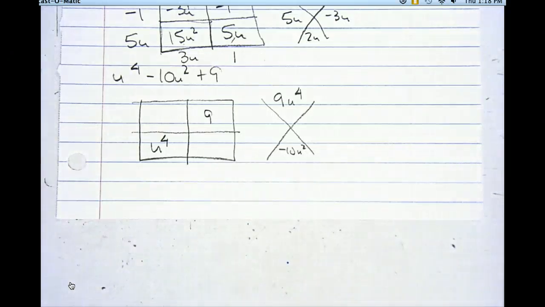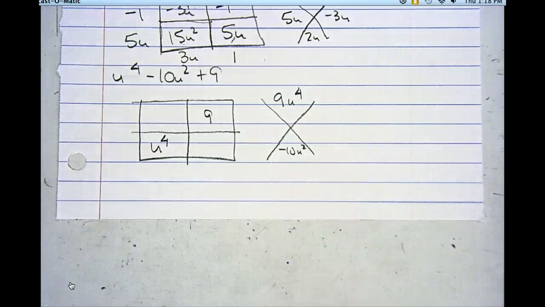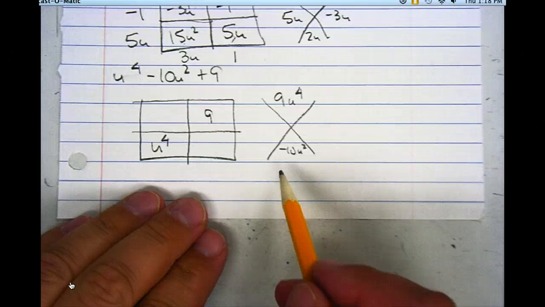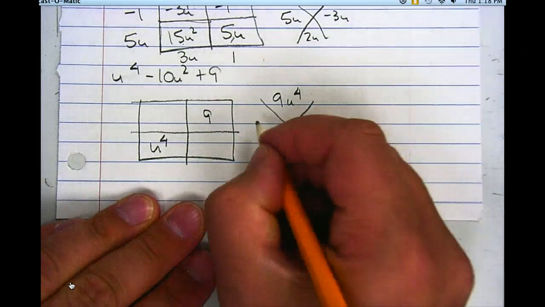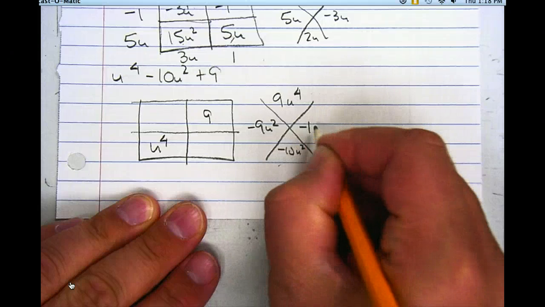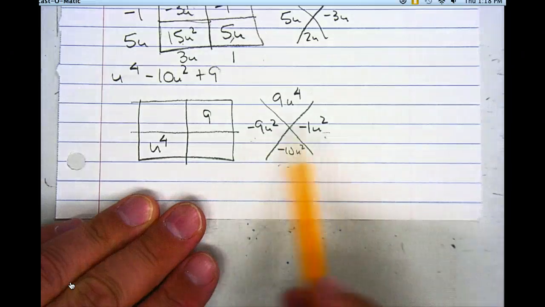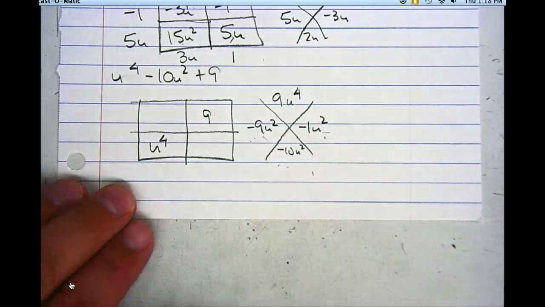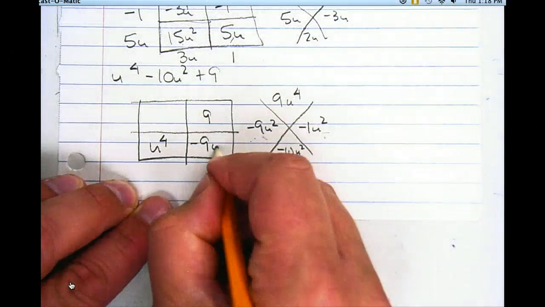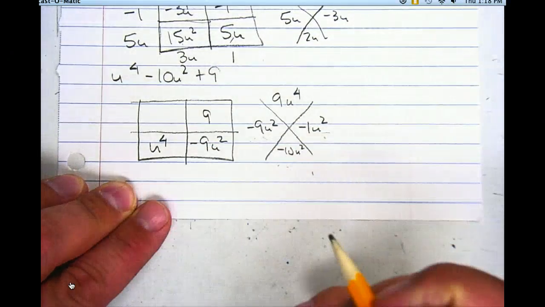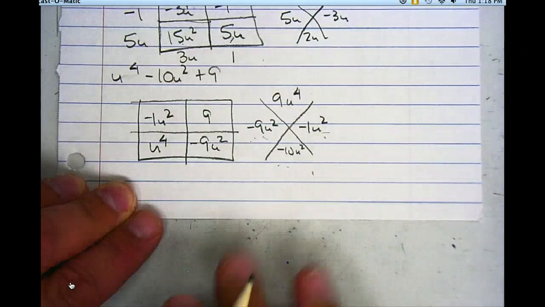Now notice I have a positive product and a negative sum. There's only 2 ways I can get a positive product, either multiplying 2 positive numbers or multiplying 2 negative numbers. In order to get a negative sum, they both have to be negative. So it's got to be negative 9u squared and minus 1u squared. If I add those together, I get negative 10u squared. If I multiply them together, I get 9u to the 4th power. So I'll put negative 9u squared there and negative 1u squared here.